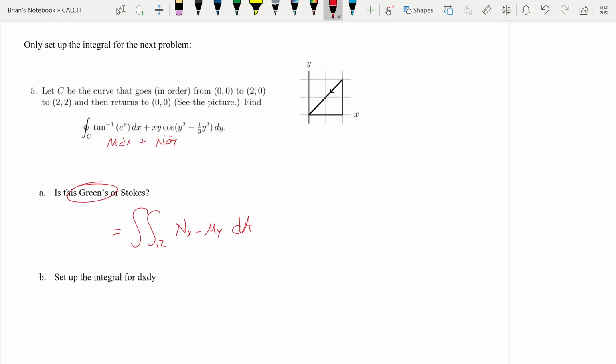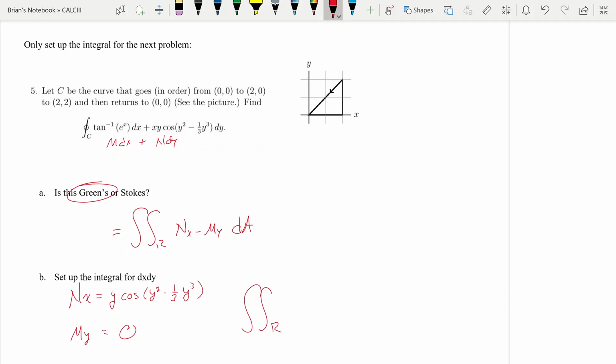All right, let's see how you guys did. So setting up the integral, we need N_x. If we take the derivative of our N with respect to x, we will get y cosine of y squared minus 1/3 y cubed. And if we take M with respect to y, ooh, my handwriting is going down as the semester goes on, we get a nice big fat 0 because there's no y's in our M, which is perfect. So now we set up our Green's theorem equation.